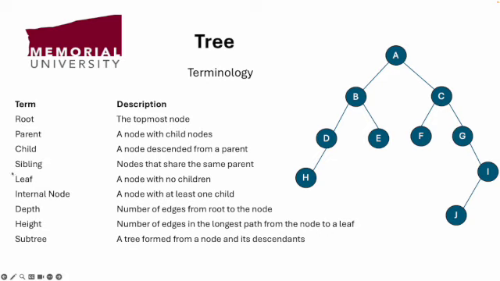Okay? Leaves. What's the leaves? H and J. Okay? Internal node. At least one child. Beside this and this and this and this is all the internal node. Okay?